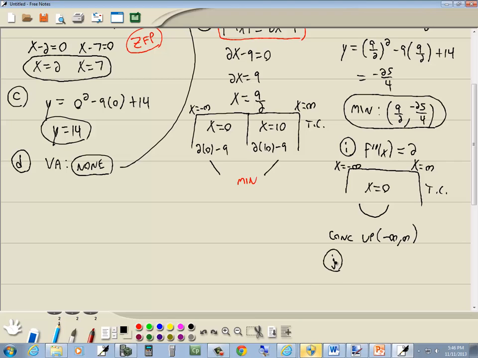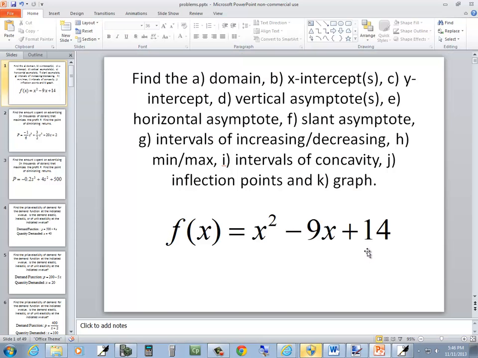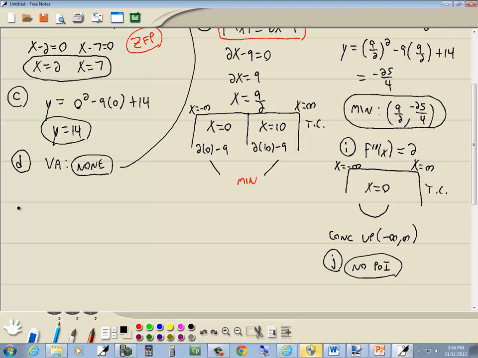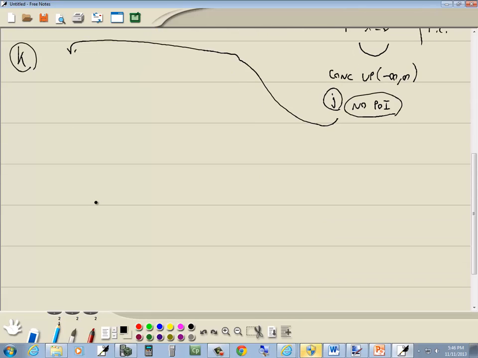Now, J, our points of inflection. Our points of inflection is where the concavity changes. Well, it didn't change at all, which means there are no points of inflection. And then K is our graph. So continue over here. I'm going to sketch it. For purposes of the homework, you can just go ahead and plug it in your calculator, and wherever your calculator gives you is your answer.